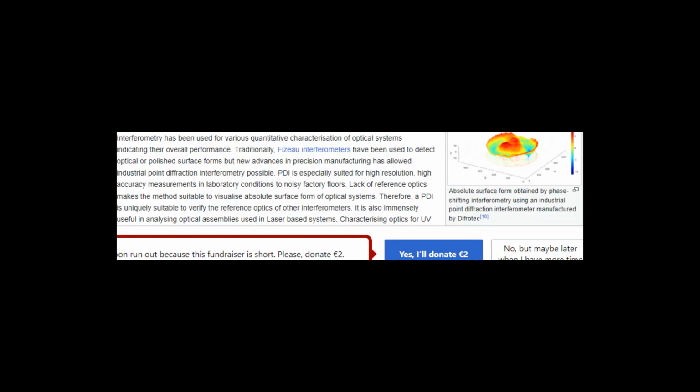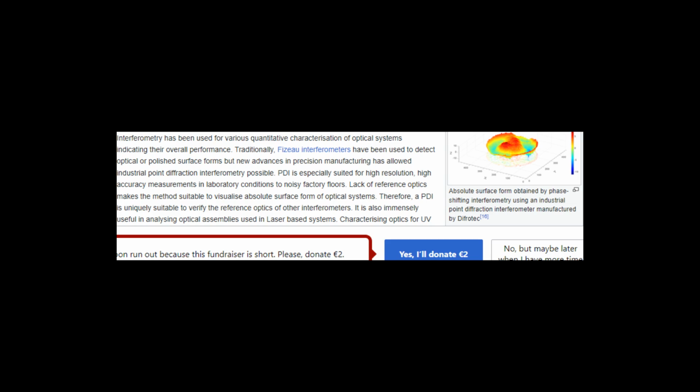Interferometry has been used for various quantitative characterization of optical systems indicating their overall performance. Traditionally, photo interferometers have been used to detect optical or polished surface forms, but new advances in precision manufacturing have made industrial point diffraction interferometry possible. PDI is especially suited for high-resolution, high-accuracy measurements from laboratory conditions to noisy factory floors. Lack of reference optics makes the method suitable to visualize absolute surface form of optical systems.